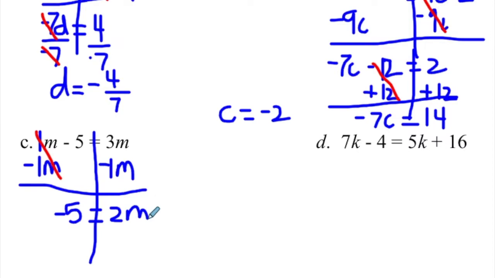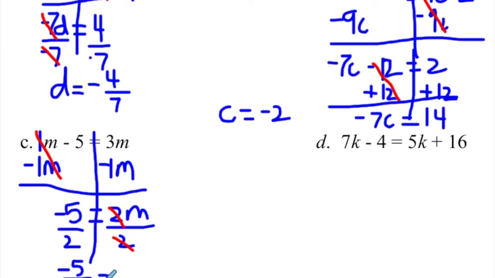So the only thing I have left to do is to try to get m by itself. So to do that, I'm going to divide by 2 on both sides. Now 5 is not divisible by 2, and negative 5 over 2 also does not reduce. So we are just going to leave it as that fraction. So we can say that negative 5 over 2 is equal to m.